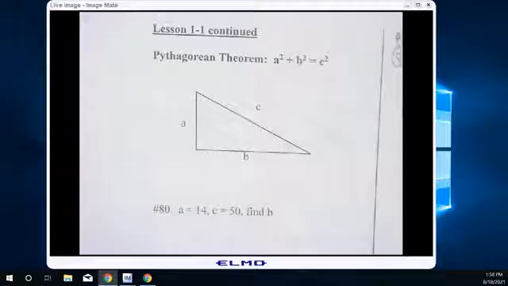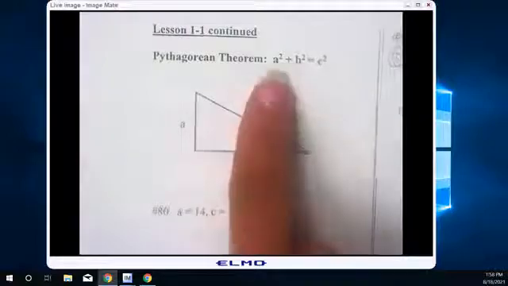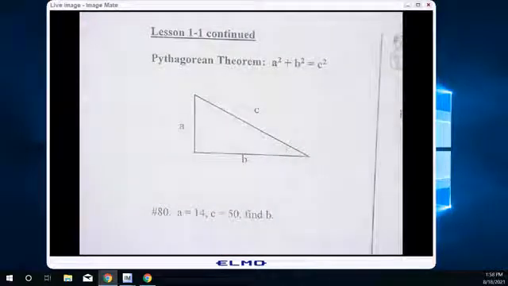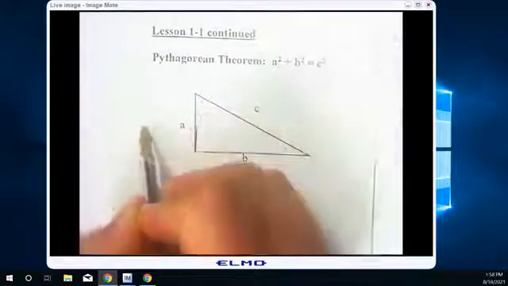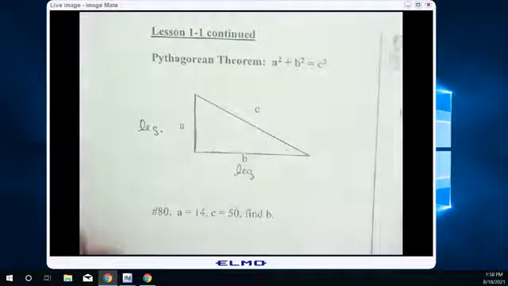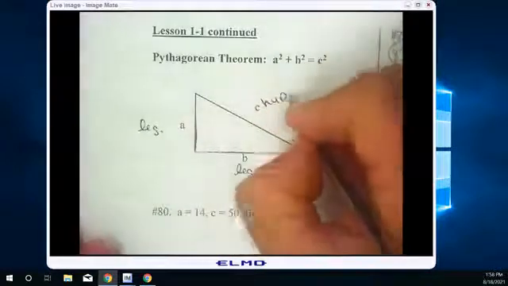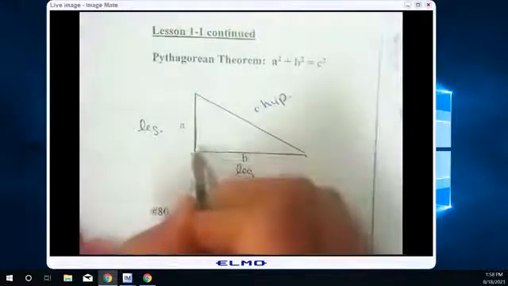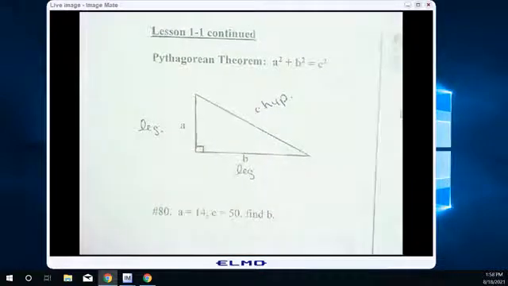We are talking about the Pythagorean theorem, and yesterday we said that this a squared and b squared represented what? X squared plus y squared. In a what? A right triangle. And a lot of people forget that. A squared plus b squared is leg squared plus leg squared equals the hypotenuse squared if you are given a right triangle.